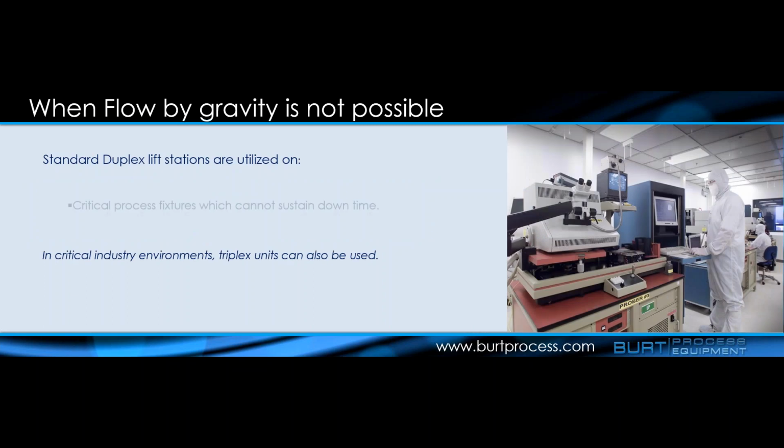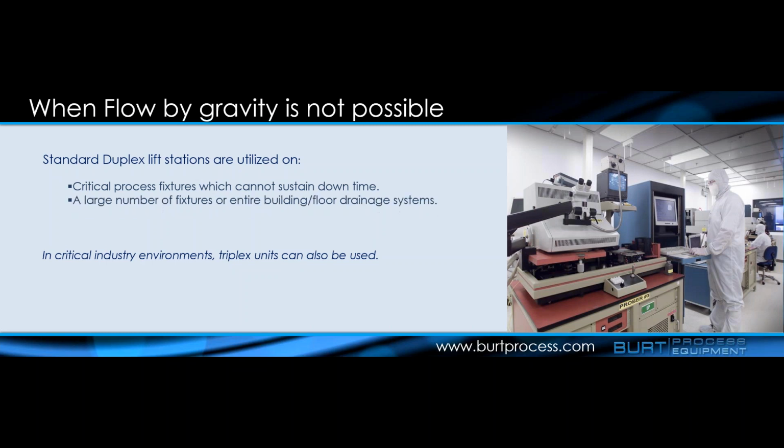And then duplex lift stations, obviously this is for an entire lab. If you have, for example, a first floor situation like I was describing before, and you have a pH system on that level, you can bring all of your waste stream to one duplex system and then pump it into your pH adjustment system from there.